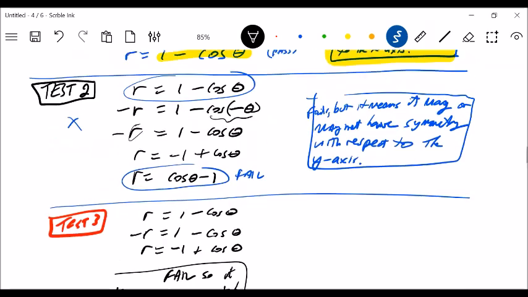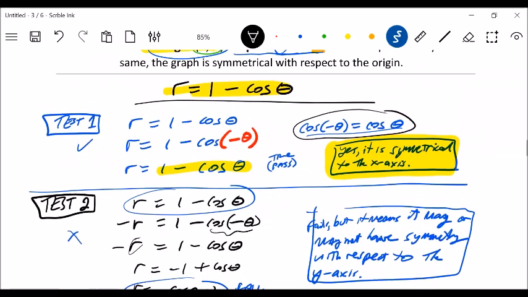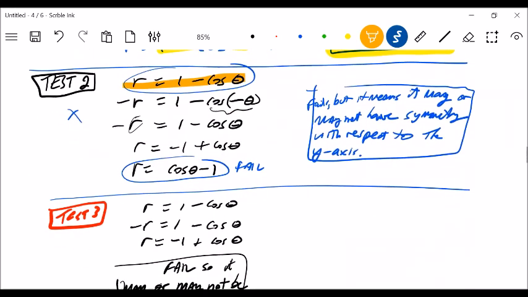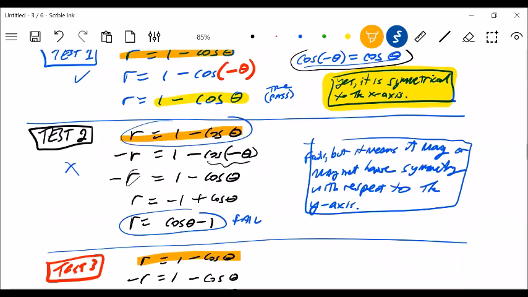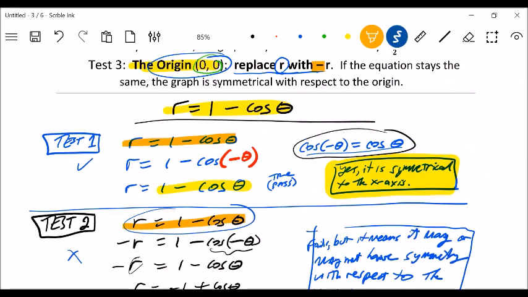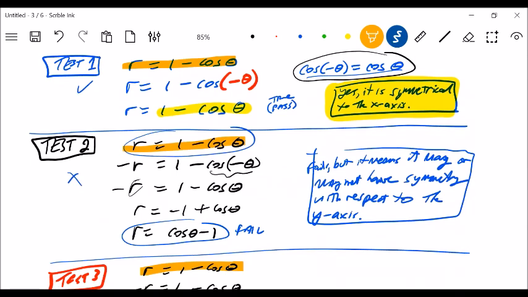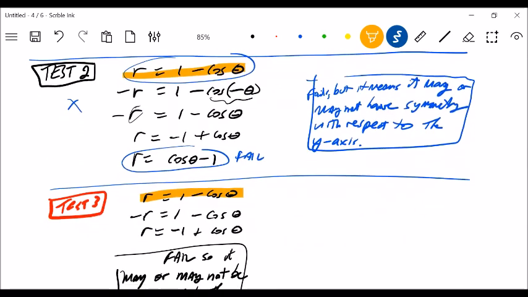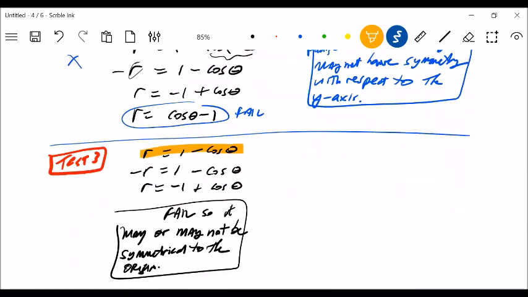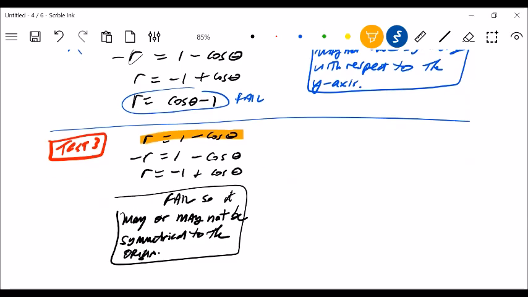Okay. So what we have here is using this r equals 1 minus cosine theta 3 times, changing something different each time. And in one case, it is symmetrical to the x-axis. In the other cases, it's failed, but it may or may not still be symmetrical. All right, so this is like one of those weird tests. Why do it? Well, there are the cases where it can come into play and be helpful.